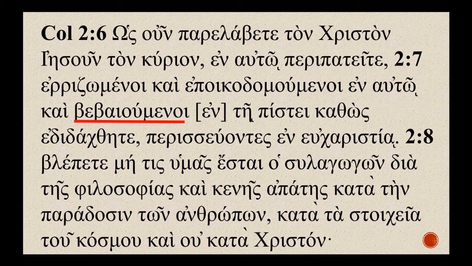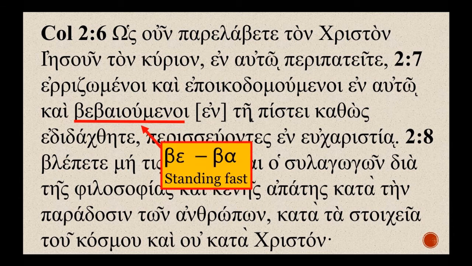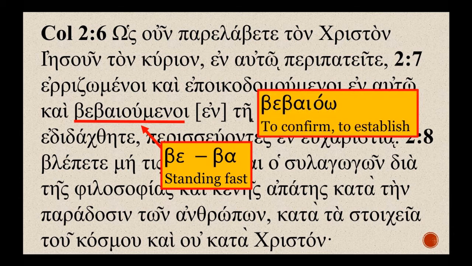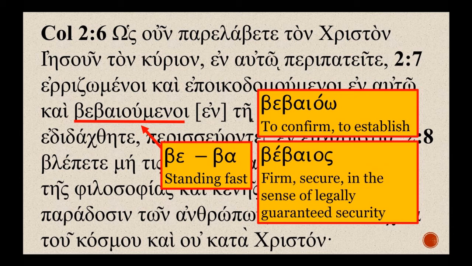All right? So this is actually a present passive participle. And this is the breakdown of it. Ba is the root, and it was reduplicated. Beba, which is standing fast. So you take ba and you put be on the front of it. You want to intensify it, right? And so we have not merely just standing, but standing fast. In the original, it would be placed on that to intensify it. So this is the term that you'll look up in your dictionary, and you'll find bebaioo, which is to confirm or to establish. Bebaios in the noun form is firm, secure in the sense of legally guaranteed security.